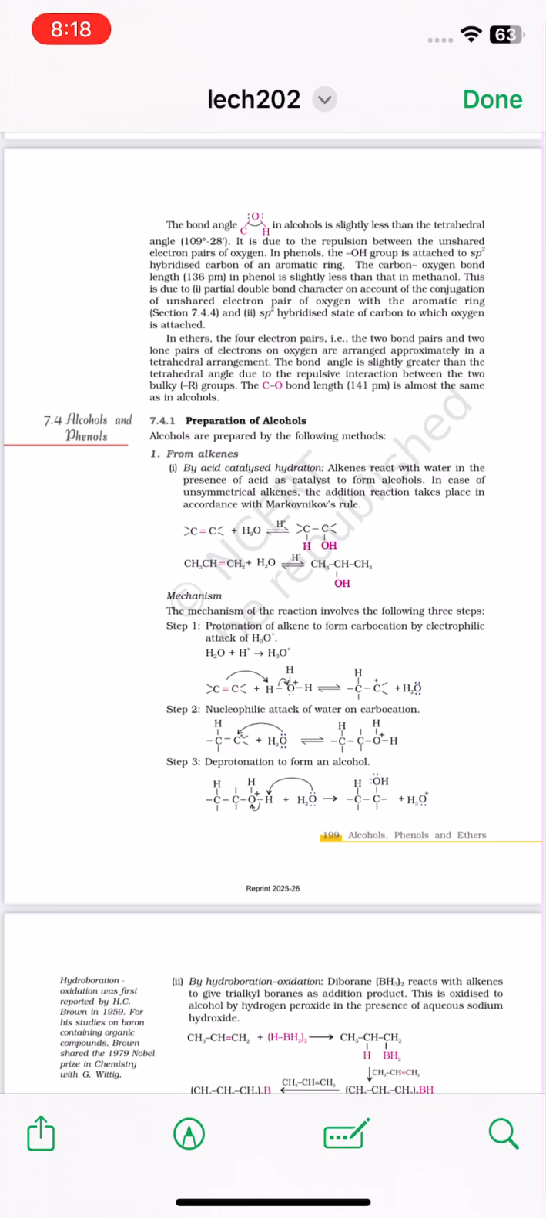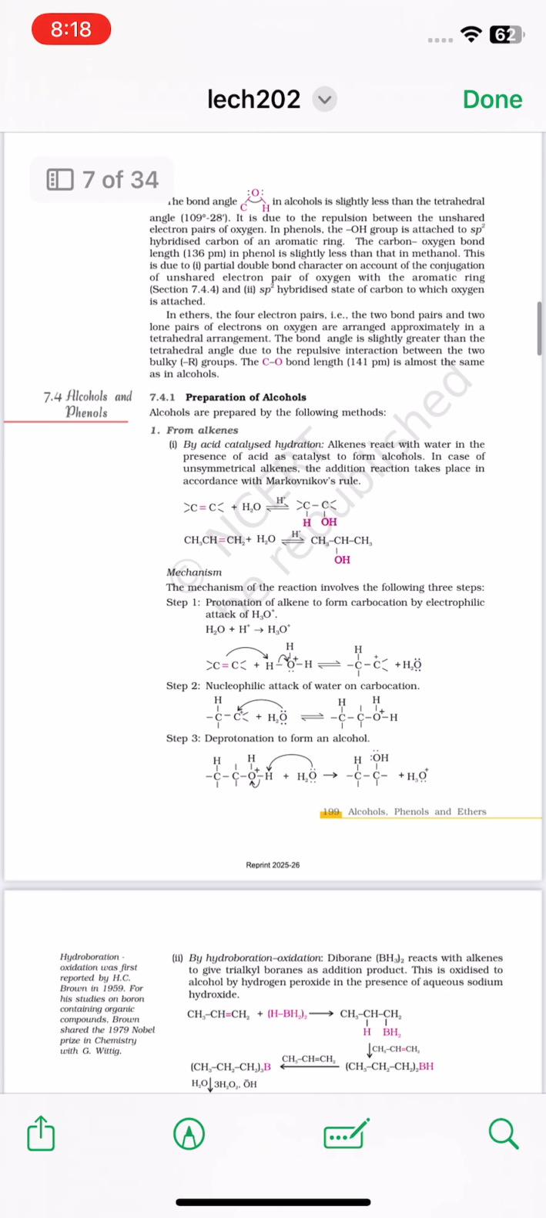In phenols, the OH group is attached to an sp2 hybridized carbon of an aromatic ring. The carbon-oxygen bond length, 136 picometer in phenol, is slightly less than in methanol. This is due to, first, partial double bond character on account of the conjugation of the unshared electron pair of oxygen with the aromatic ring, and second, the sp2 hybridized state of the carbon to which oxygen is attached.